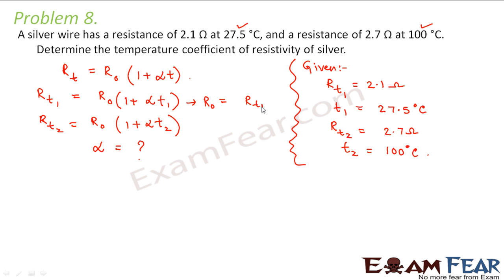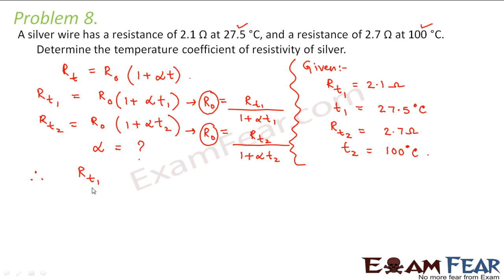From the first expression we can write R naught is equal to RT1 divided by 1 plus alpha T1. Similarly, from the second expression we can write R naught is equal to RT2 divided by 1 plus alpha T2. Now this and this both are equal to R naught, right? So we can equate these two terms.